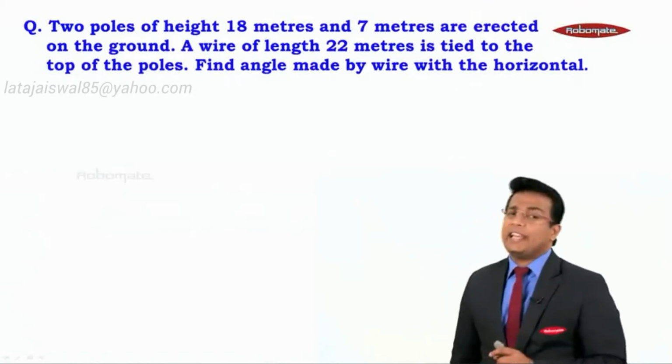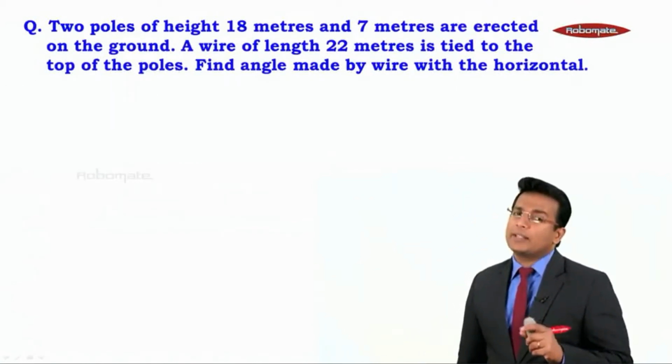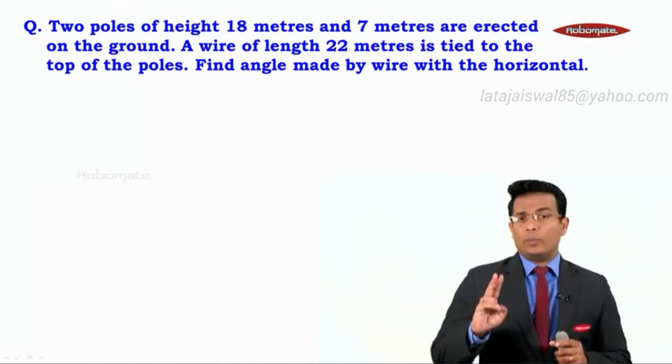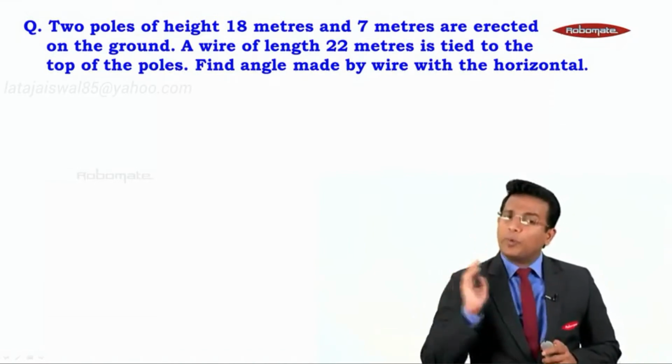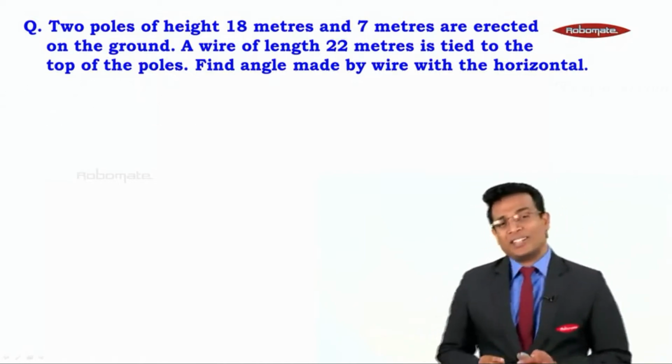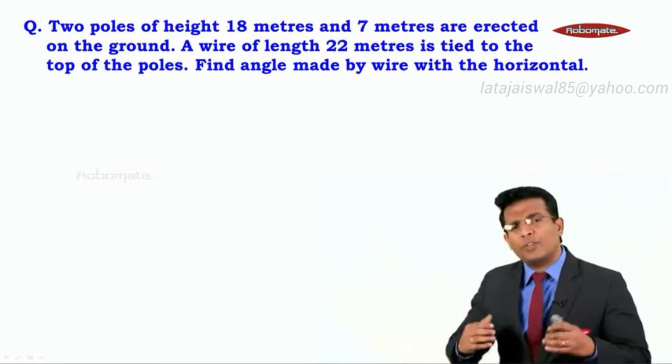Two poles of height 18 meters and 7 meters are erected on the ground. A wire of length 22 meters is tied to the top of the poles. Find the angle made by the wire with the horizontal. Now let's try and understand what we need to draw.